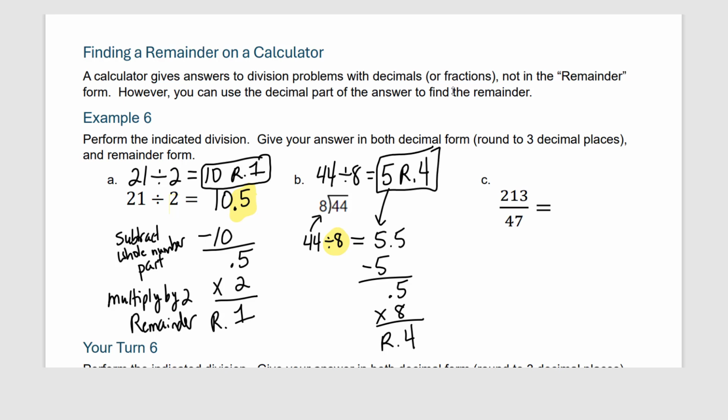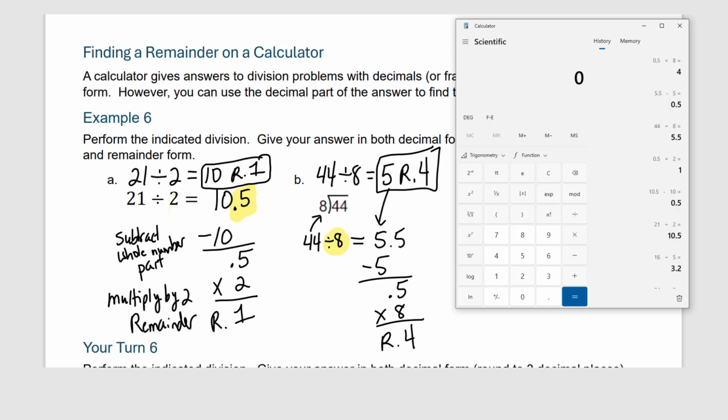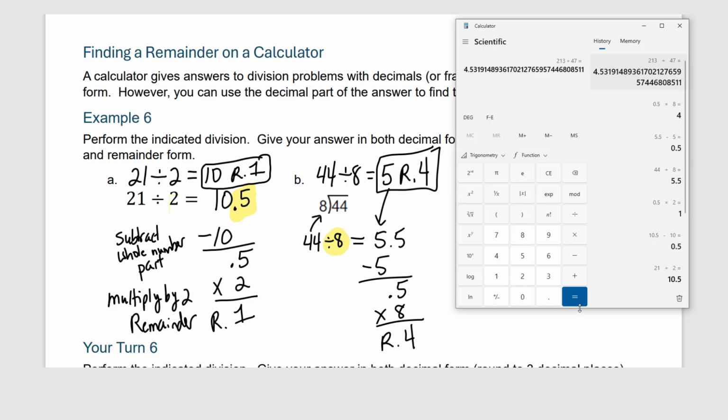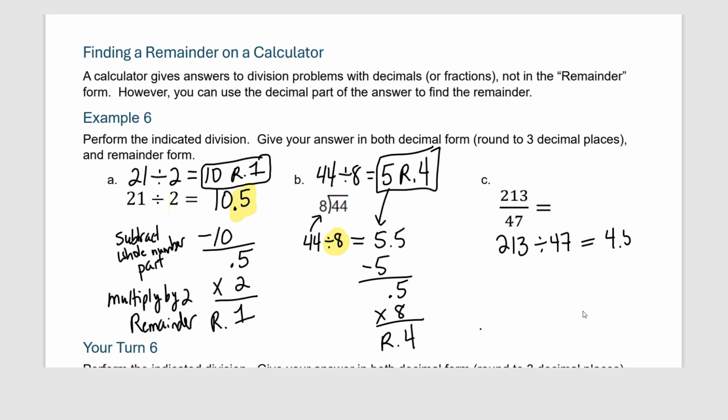Okay, let's try one more. This has got some bigger numbers now, and I promise you it's not going to end up to be 0.5 this time. So a fraction is division as well. So this really means 213 divided by 47. Clear out the old work. 213 divided by 47 is, so now this has this big long decimal, and I'm not even going to write it on my paper. I'm going to write 4.53 dot dot dot, just so you know what I did.